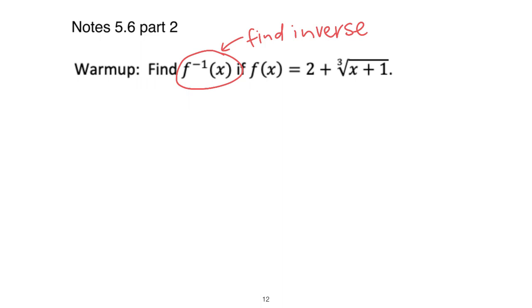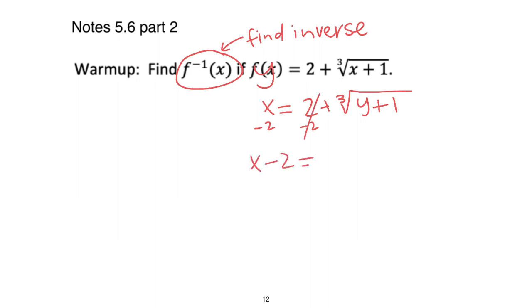All right, now that you did that, you should have put y here, because that's really y equals. And you're going to switch your x and y. So x is here, and y is now over here. And we're going to solve for y. So I would have first subtracted 2 on both sides, leaving me with x minus 2 equals the cube root of y minus 1, excuse me.